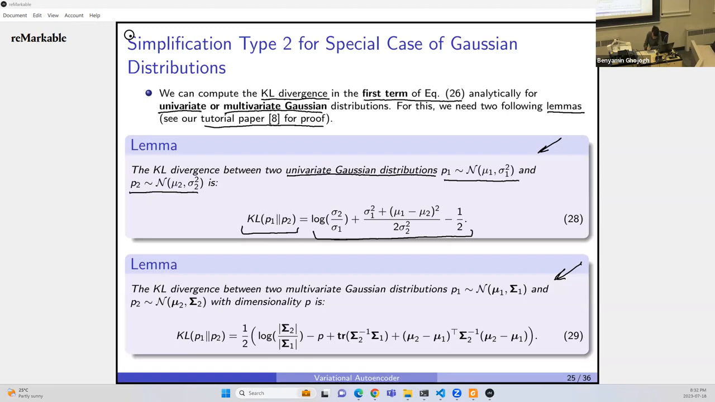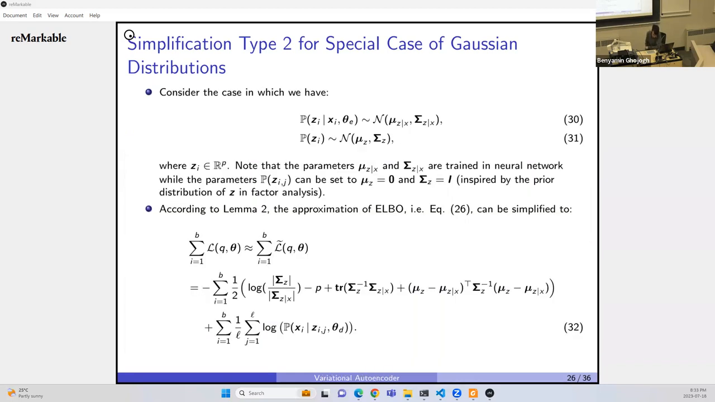Also, if they are multivariate Gaussian distributions, P1 and P2, with several dimensions, then we have a covariance matrix rather than variance. The KL divergence between them becomes this. Sigma 1 and sigma 2 are covariance matrices, and mu 1 and mu 2 are the mean vectors. Okay.